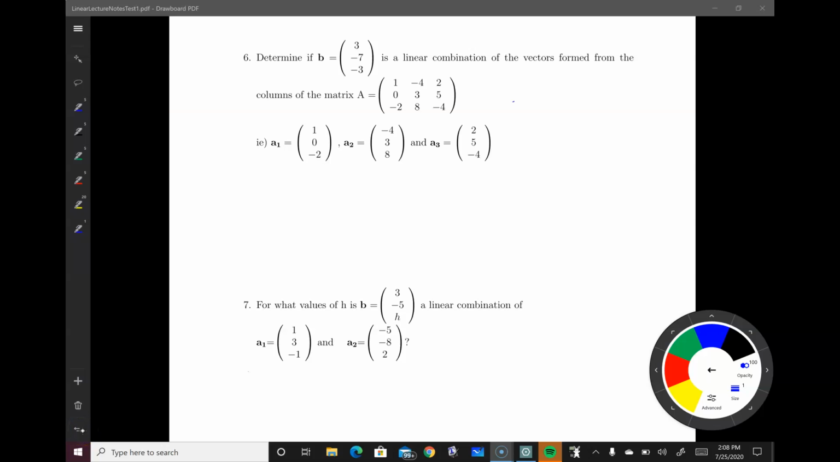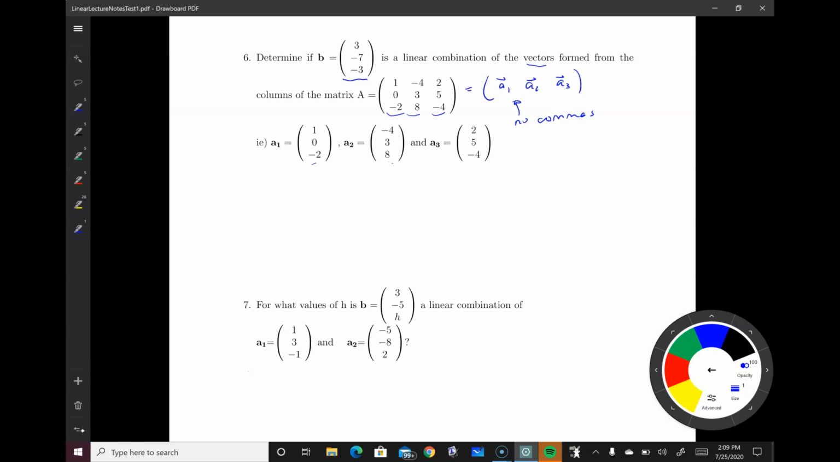All right, I'm going to slowly introduce you to more language. So is this vector B a linear combination of the vectors formed from the columns of A? What that means, and you're going to get used to this, is that the column vectors are these A1, A2, and A3. You can think of this matrix A this way, and we're going to be doing this a lot. So A1, A2, and A3, with no commas between them, because I'm talking about the column vector A1, the column vector A2, and the column vector A3.